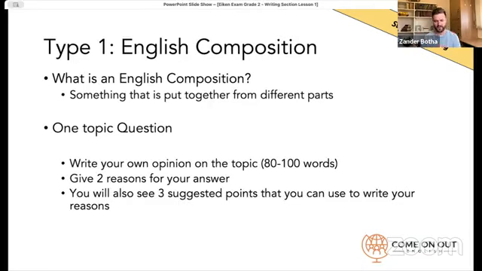So to recap, this task is an English composition, meaning different parts that you need to put together to create a full essay. And in that essay, they will give you a topic.